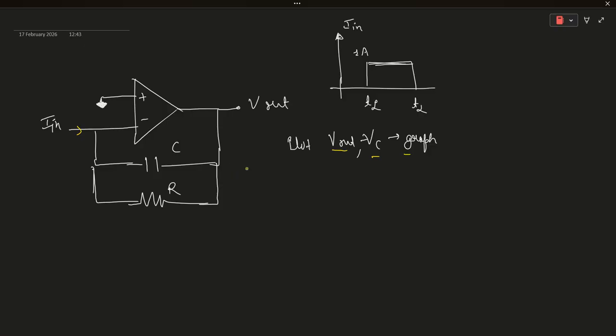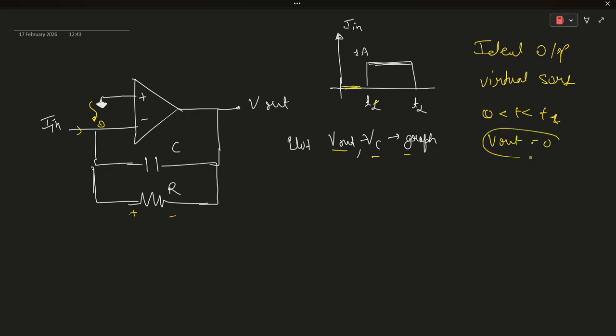Okay. So first, nothing is mentioned, so it's an ideal op amp. And for the ideal op amp, this is a negative feedback system, so we can apply a virtual short. If we apply a virtual short here, then this voltage is also zero, and for the time period from 0 to t1, no current will pass through, so the voltage drop across the resistor and capacitor is 0, so this Vout is also 0.